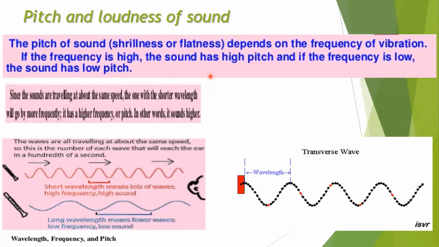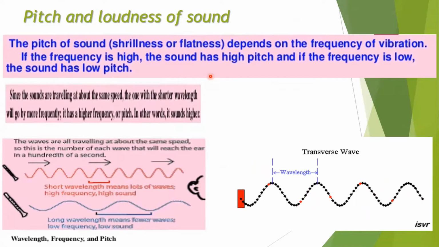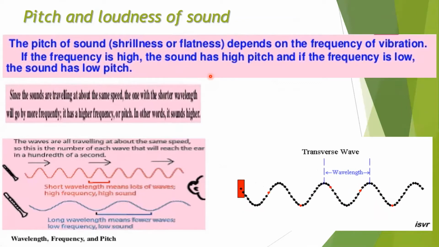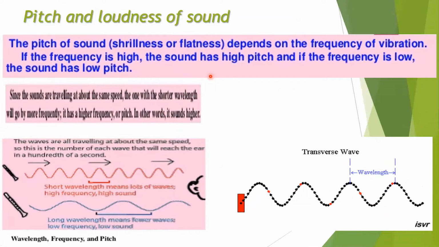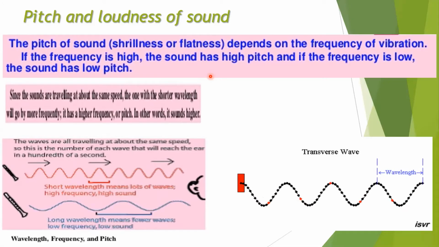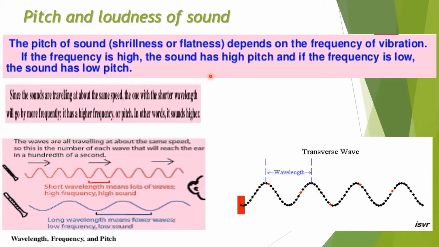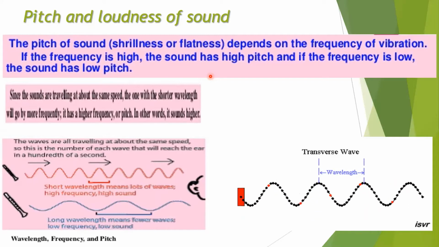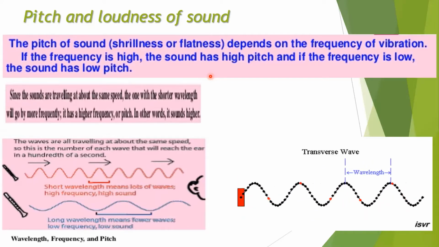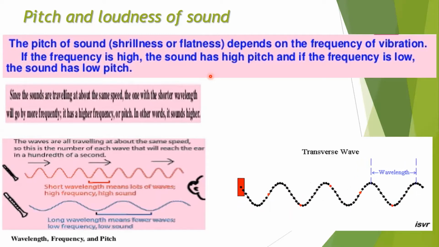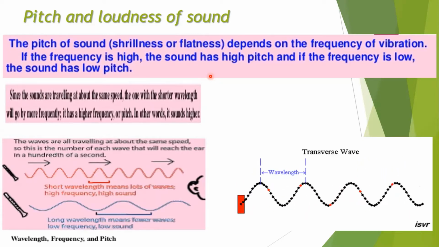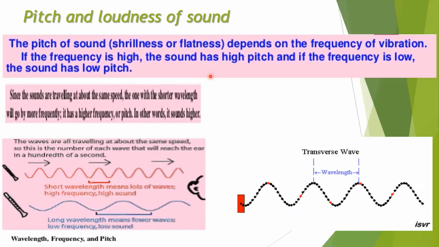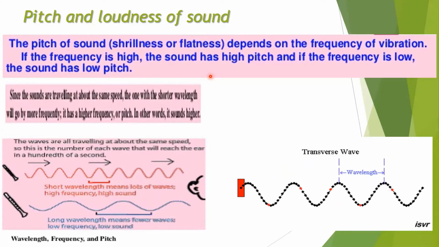See, first we discussed that when there are short wavelengths, there will be many waves which produce high frequency and which produce high sound, and it also produces high pitch. And if the frequency is low, how is the frequency low? When there are long wavelengths, it produces low frequency, and then it produces low sound and also low pitch.